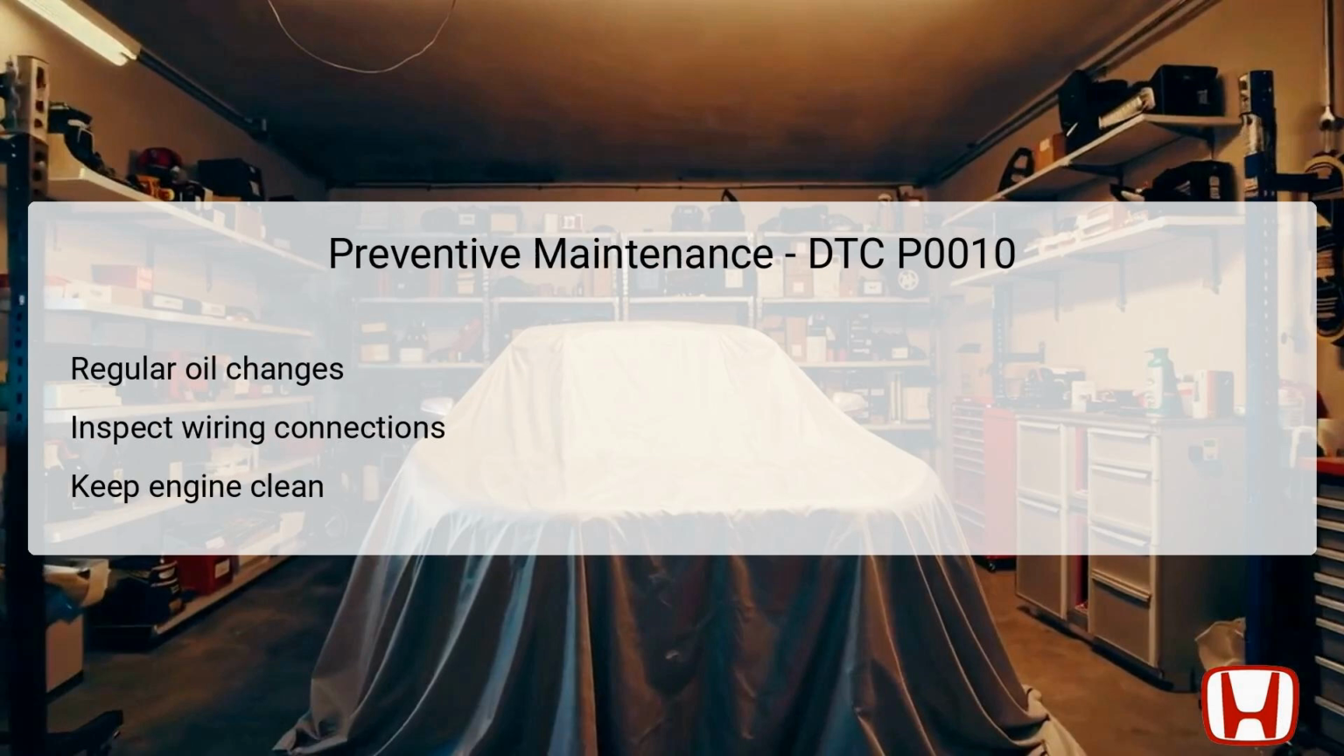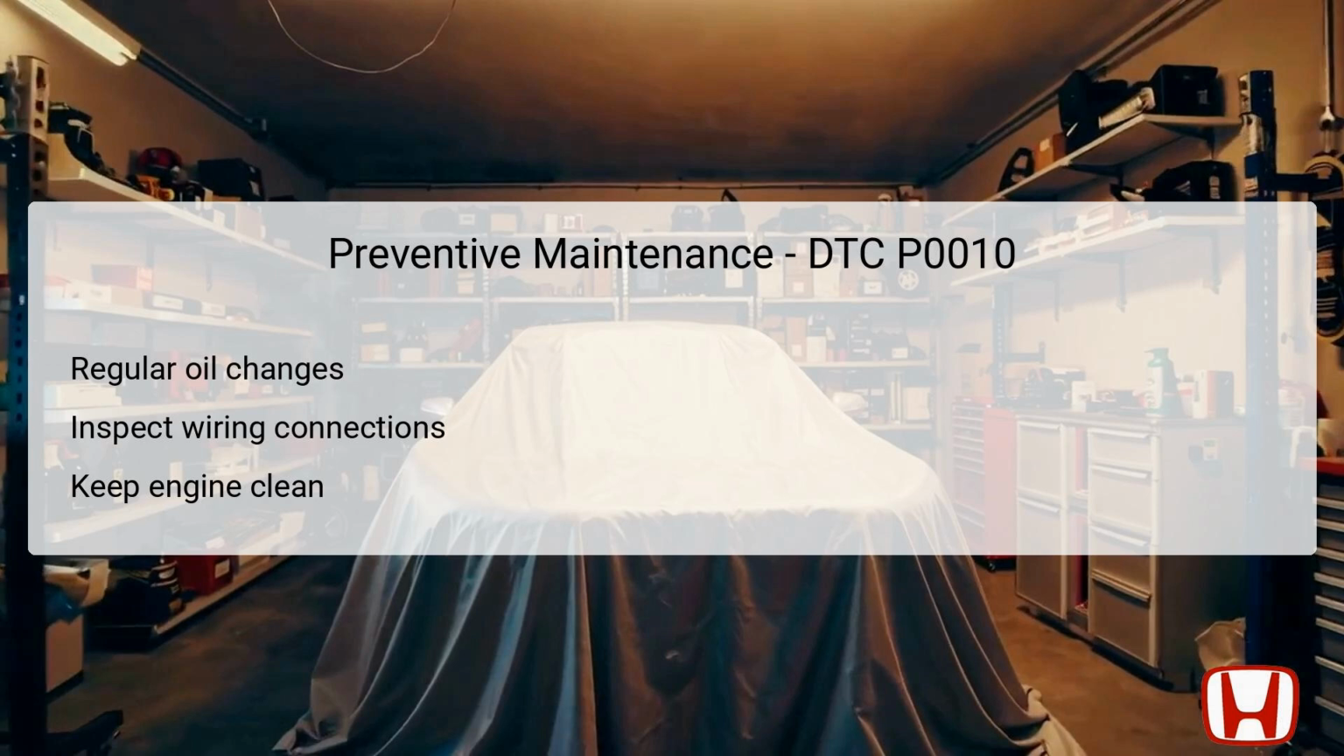Preventive maintenance is essential to ensure the longevity and proper operation of the VTC system, and to avoid triggering DTC P0010 in the future. One of the most effective maintenance practices is to perform regular oil changes at intervals recommended by Honda, using the appropriate oil and filter to prevent sludge buildup that may impair the solenoid's function.